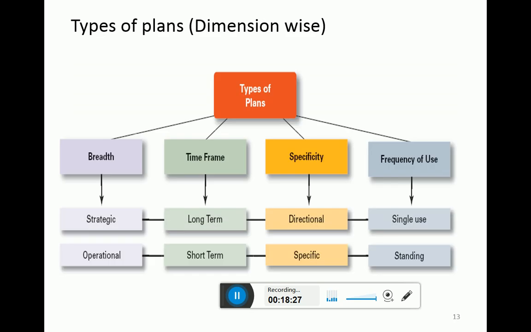Now we are going to discuss the types of plans. We are going to study types of plans on two factors. One is dimension wise and one is categorical wise. Dimension wise has four dimensions, that is breadth, time frame, specificity and frequency of use. Breadth means scope.